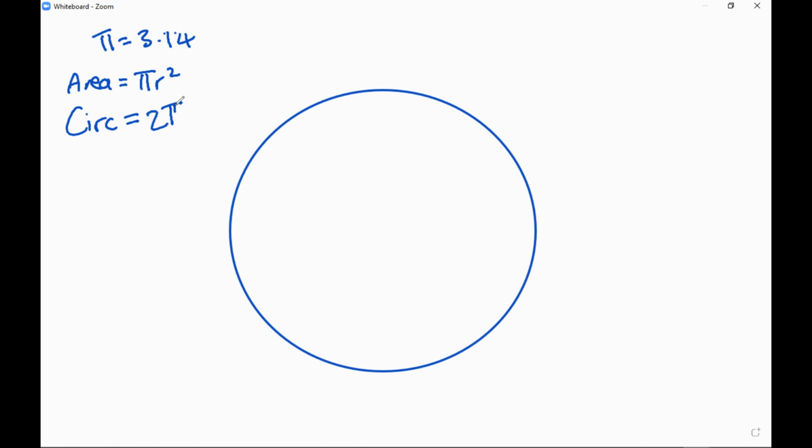2 pi r is also 2 times r times pi, because two radiuses are one diameter, it's the same as pi times d. All right, so that's my circumference. If I'm given my radius here, I can work out both. If my radius is equal to, let's say, 10, I can work out each of these.